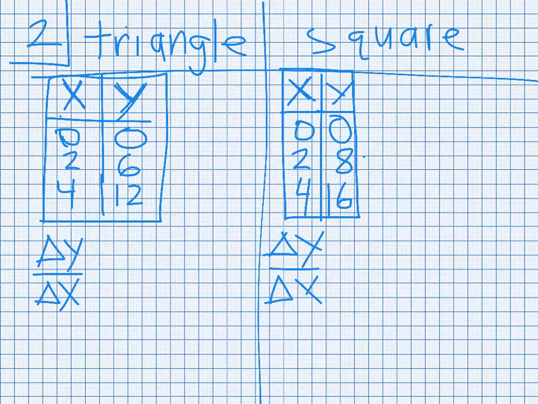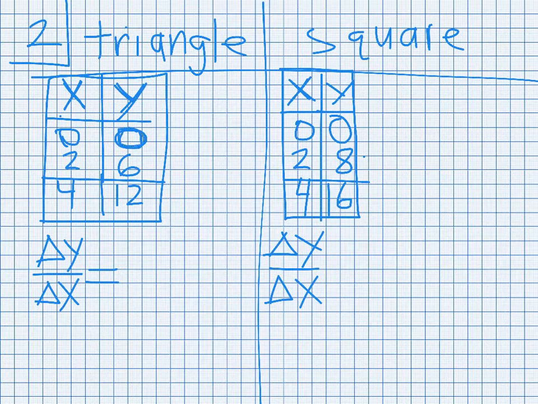They've given you 3 points here, 0, 0, 2, 6, and 4, 12, and then the square has its own 3 points. We don't need to choose all 3 points. All we do is pick 2 of the points. It doesn't matter which 2 you choose. But let's just figure out what the change in the y values are. So I'm going to do this using my first 2 points.